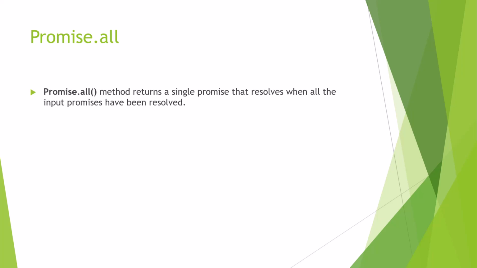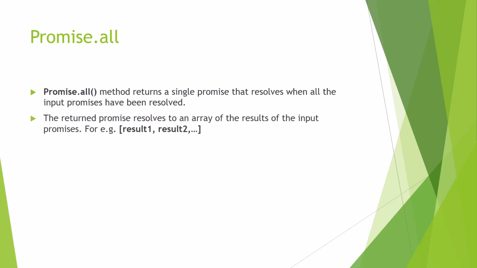Now, Promise.all is actually a method that returns a single promise that resolves when all the input promises have been resolved. So it means if you pass 2, 3 or multiple API calls, it would only resolve when all the promises in the form of API calls have been resolved. So that's where it just waits for all the API calls to finish.